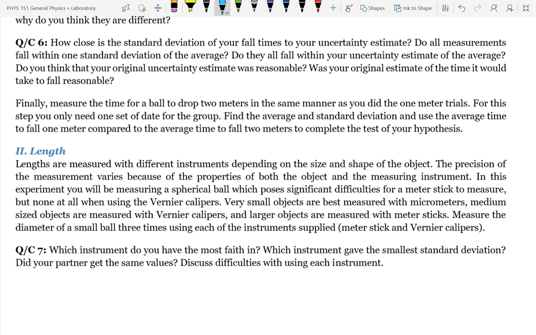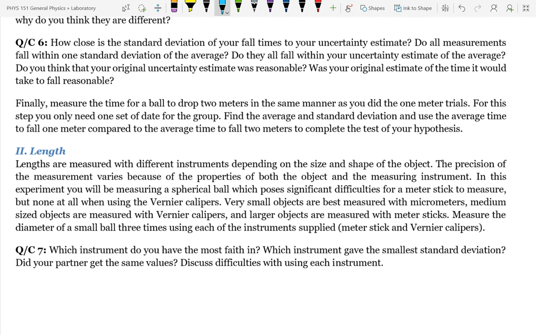Roman numeral 2 is about measuring the length. You're going to have each person in your group measuring the self-same ball, not getting 2 different balls. Measure the diameter of the ball using a meter stick and using the Vernier calipers. Once again, don't stick the ball all the way up at the top. Make sure it's down here between the faces. You want to make sure the ball will go through, but it is very tight. And then you read it. If you have questions, feel free to ask me. I will help you.